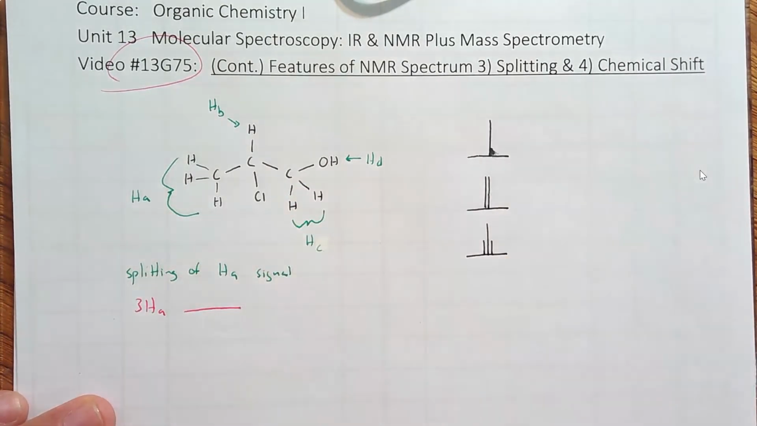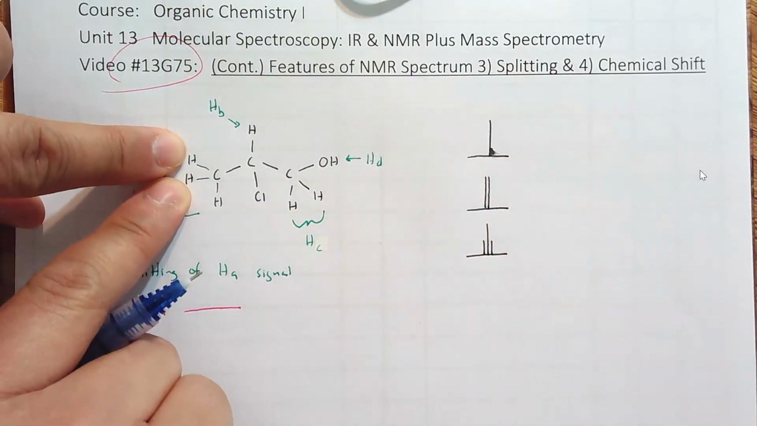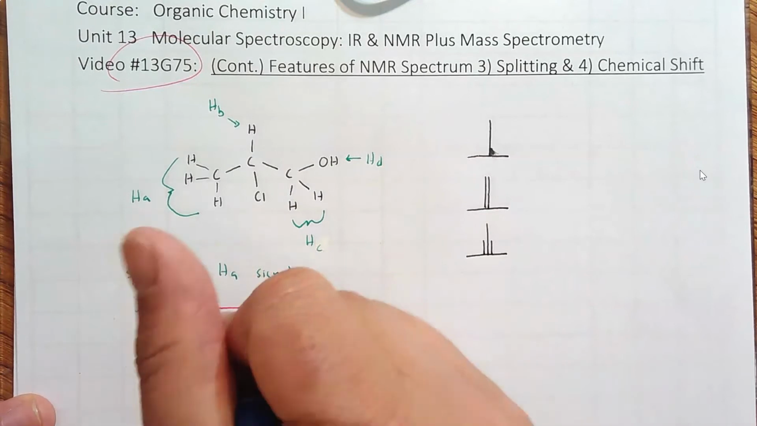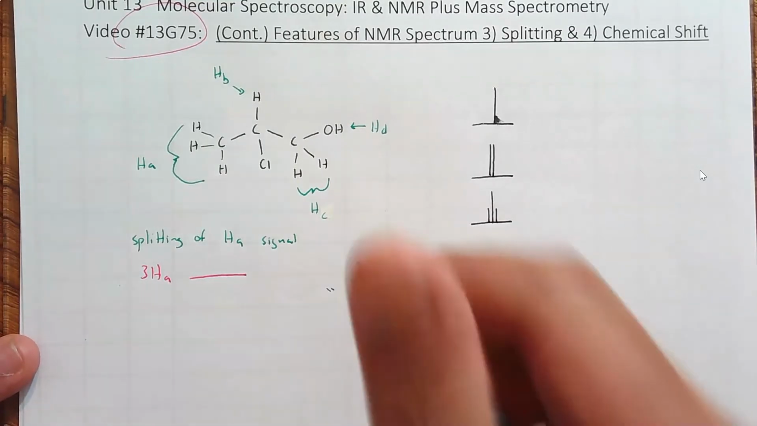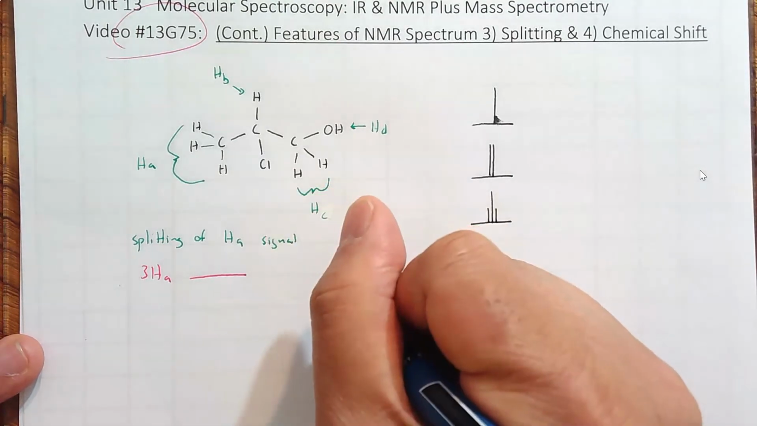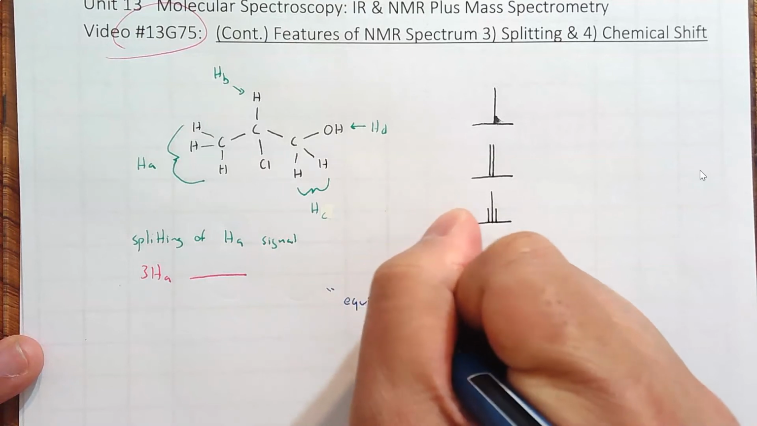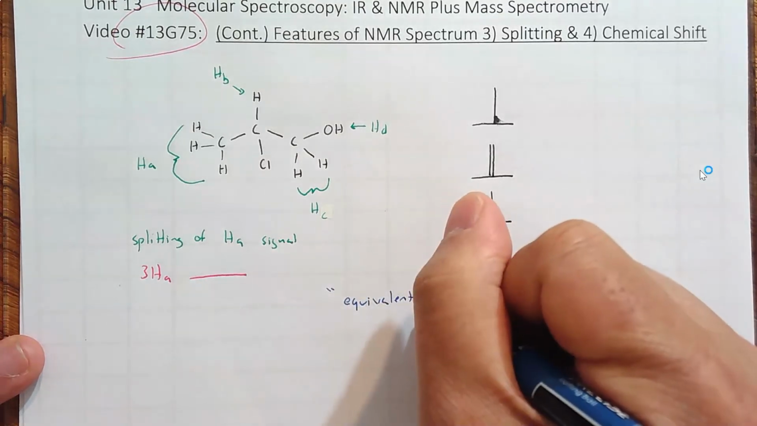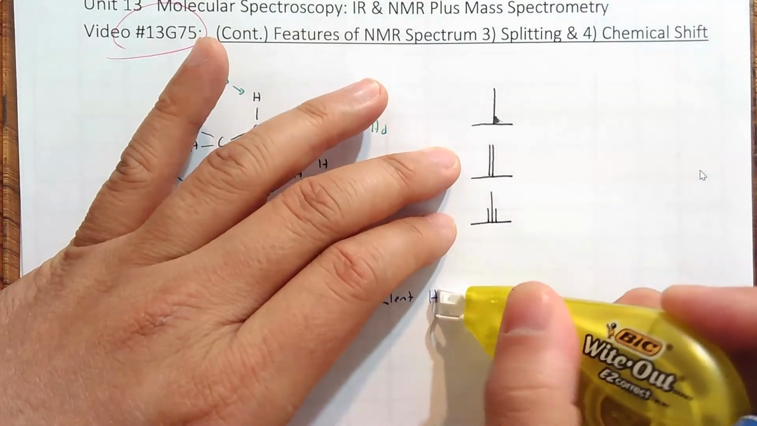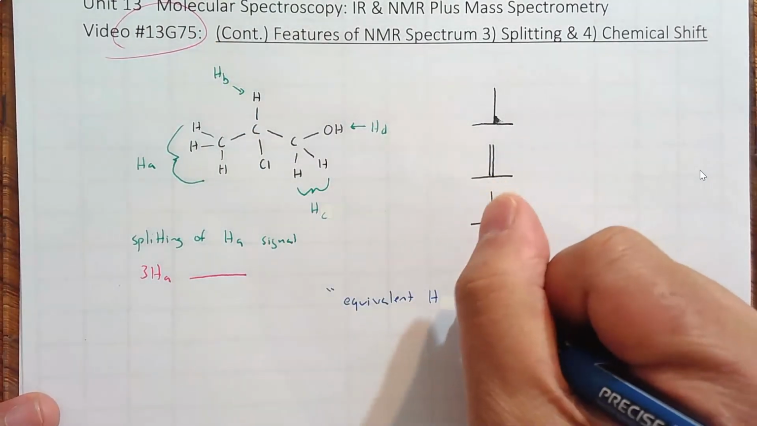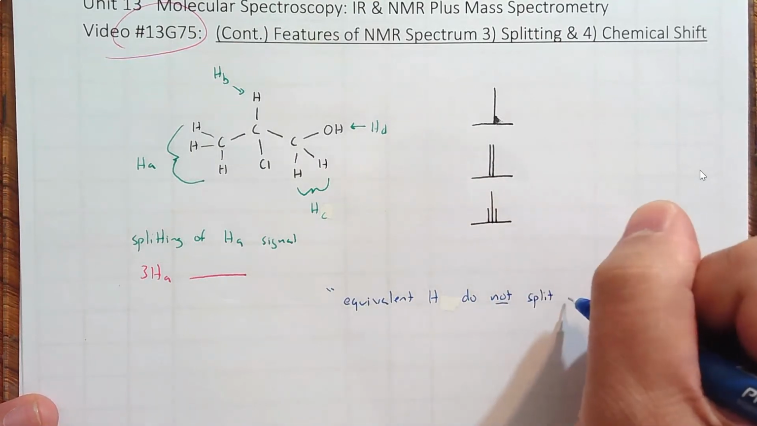Equivalent hydrogens do not split each other. Okay, so these two will not split. They're the same signal. That will make much more sense when we start analyzing more the splitting of different protons. We should write that equivalent, chemically or magnetically equivalent hydrogens do not split each other.